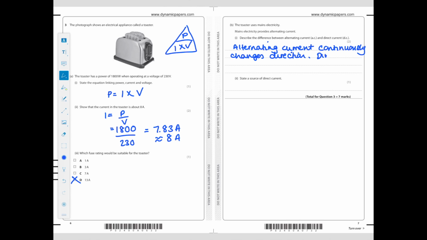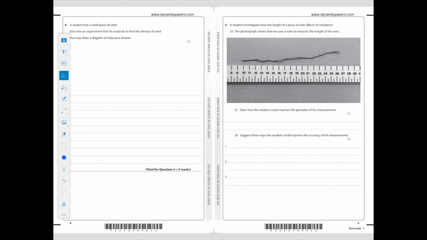Whereas a direct current flows in one direction only. So really, I've just given two definitions there. State a source of direct current, well, you need to state here either a battery or a cell. If the question had said state a source of alternating current, you would have wanted to say mains electricity.